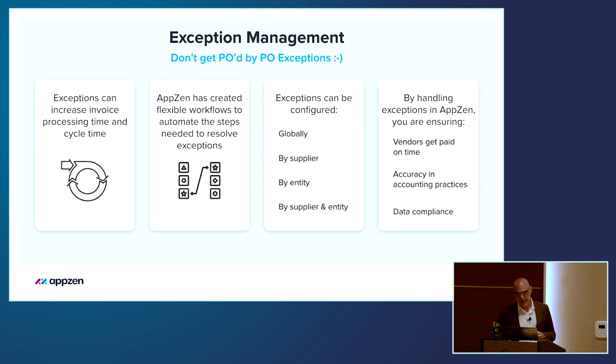Some value by handling exceptions in AppZen, you're ensuring vendors get paid in time, right? So if you have a very, very long cycle time, you can be put on credit hold. No one wants that. If you have a very short cycle time, you can take advantage of early payment discounts. By keeping everything in a system, you're ensuring data compliance and accuracy in accounting practices by managing the accounting and the exceptions in AppZen.